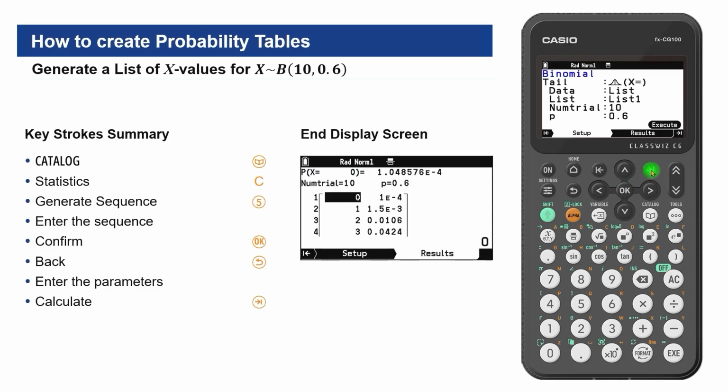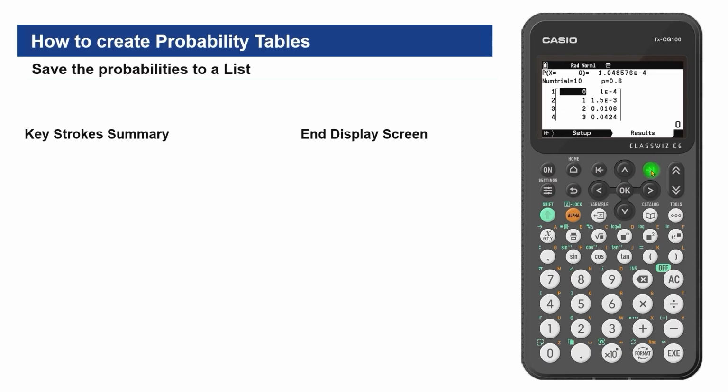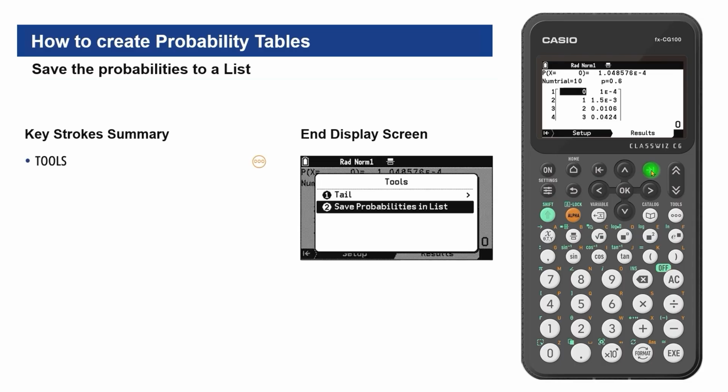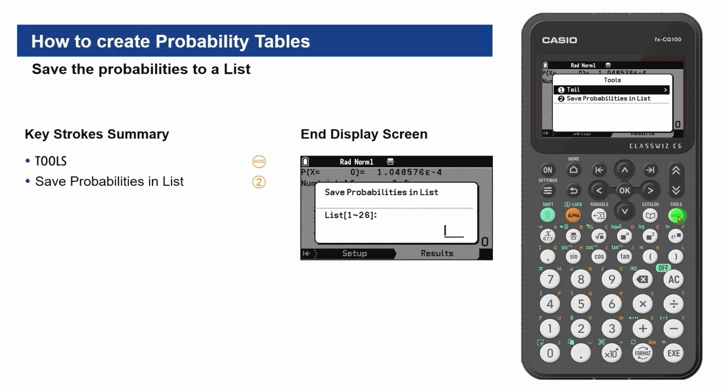Right tab to see the Results tab, which is displayed as a list of values which can be investigated by scrolling. If the calculated probability values are required for later reference, they can easily be stored as a list. Press Tools. Either select a new region with tail to generate a new list of probabilities without storing, or select Save Probabilities in List.